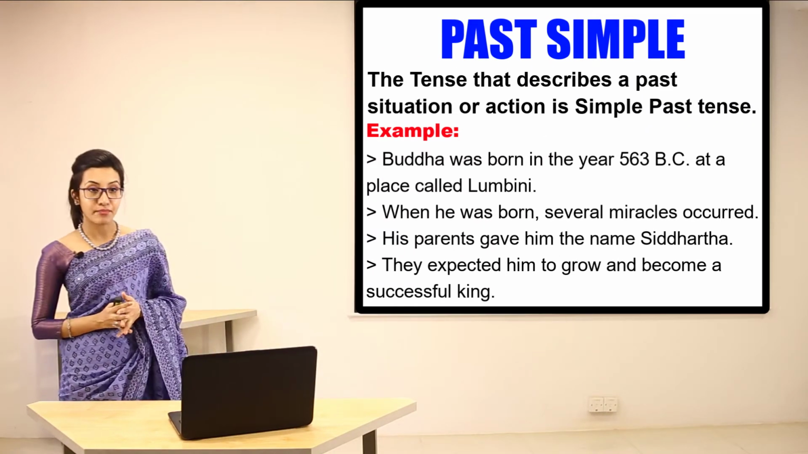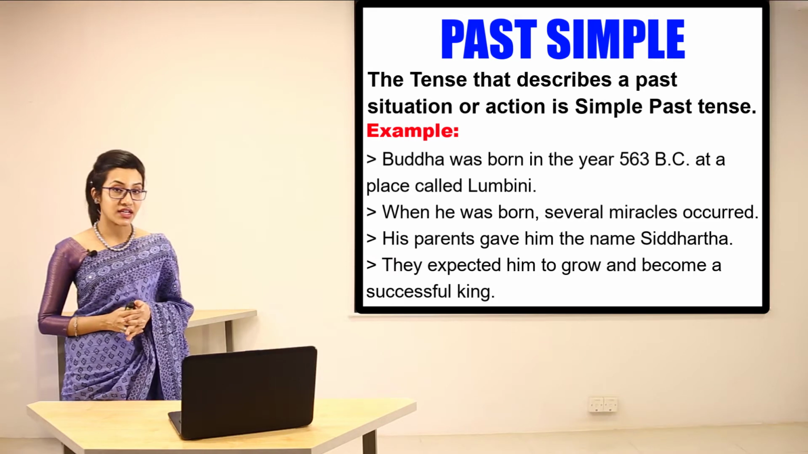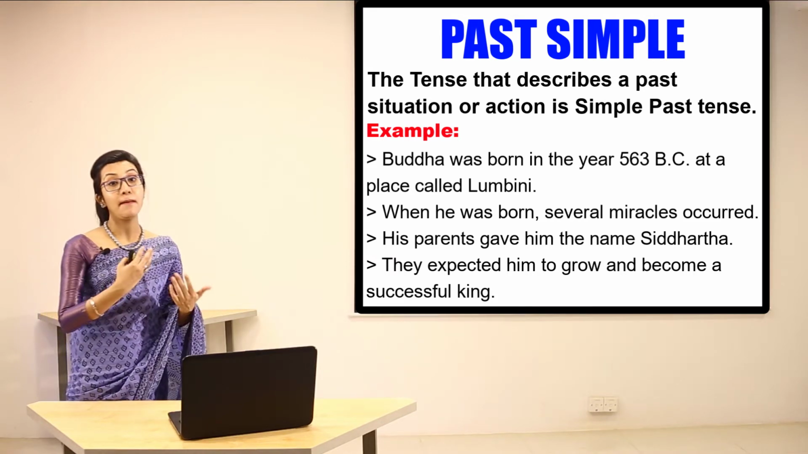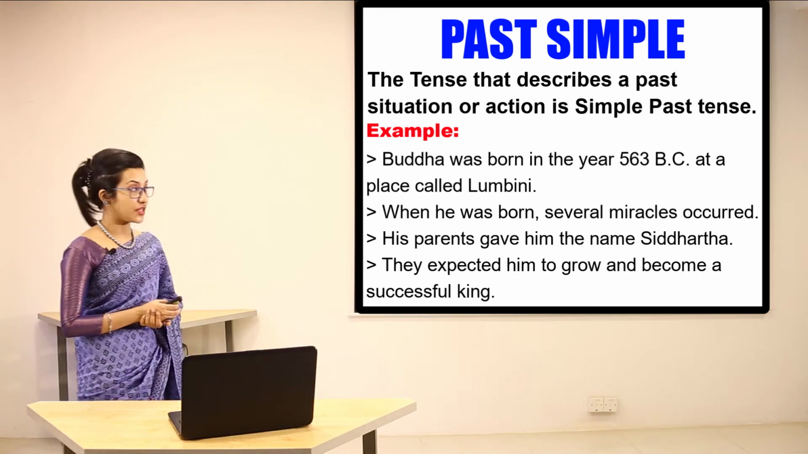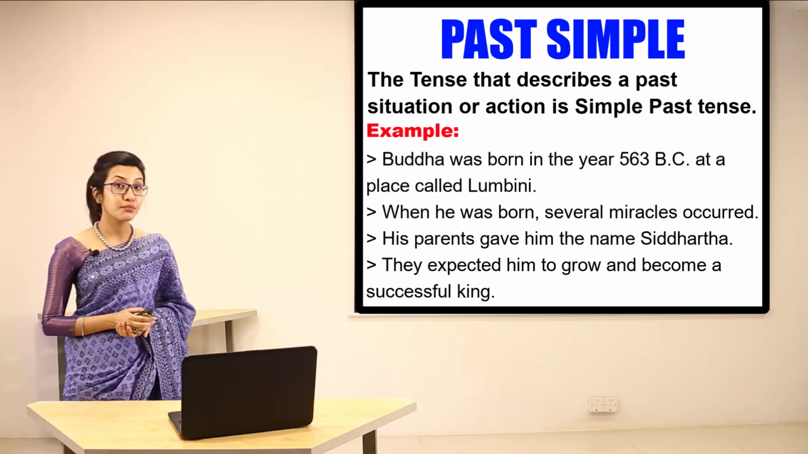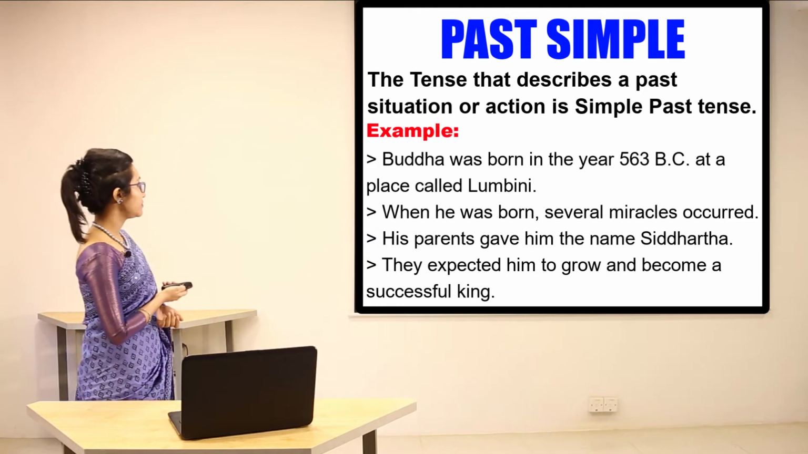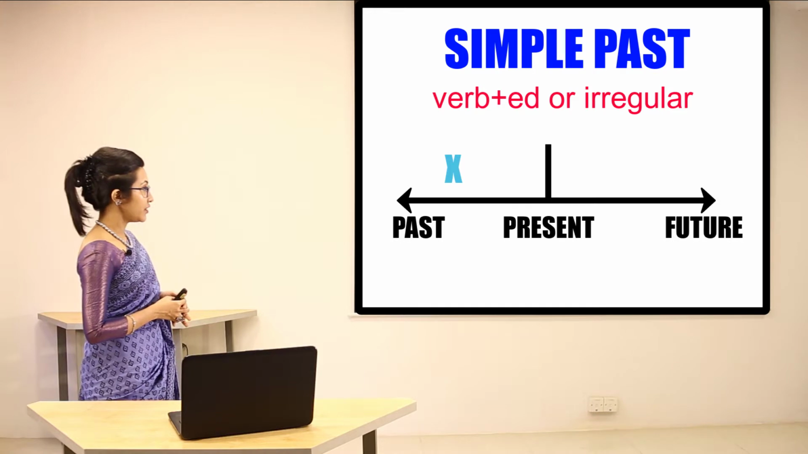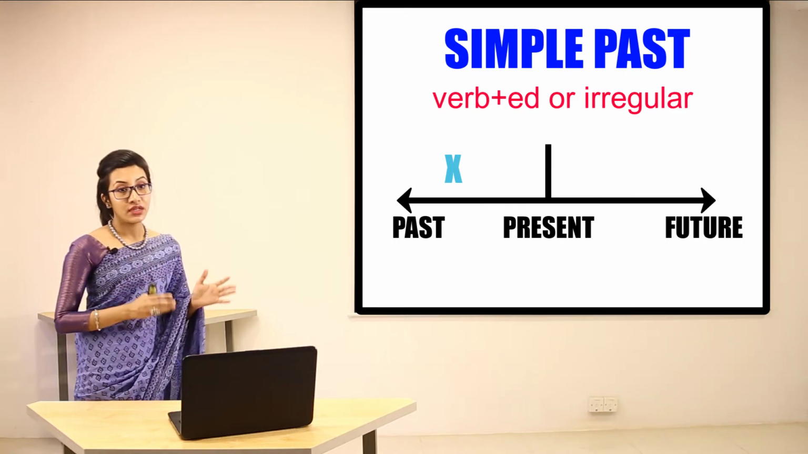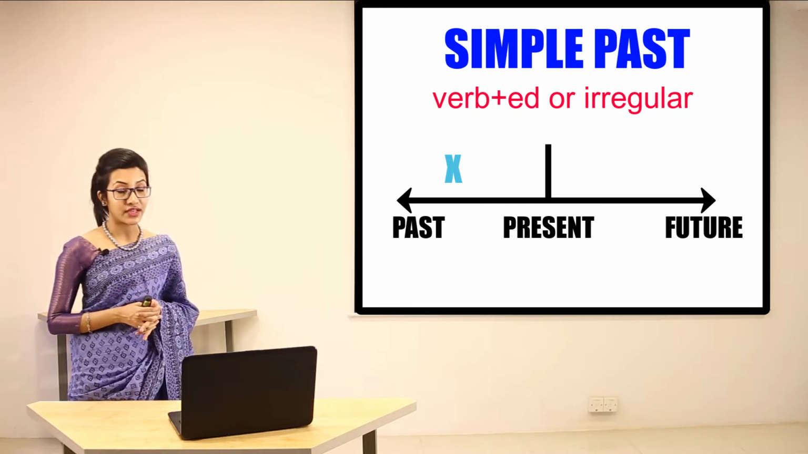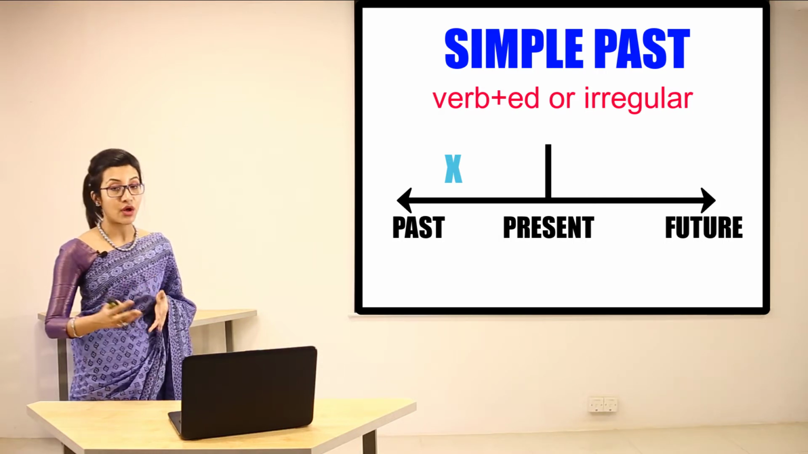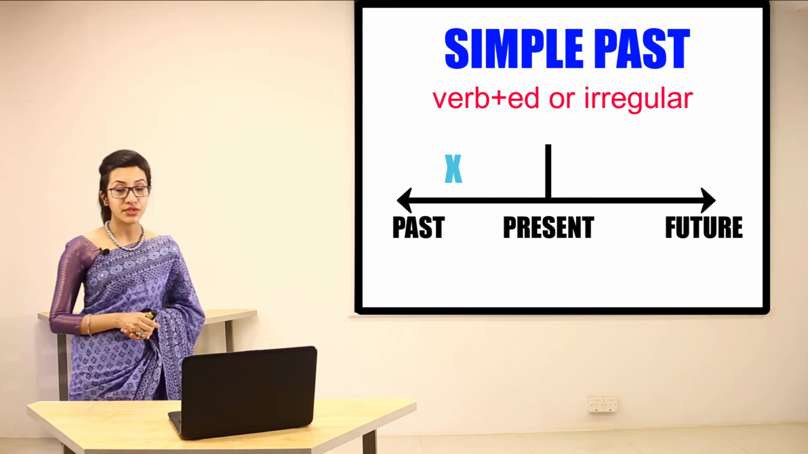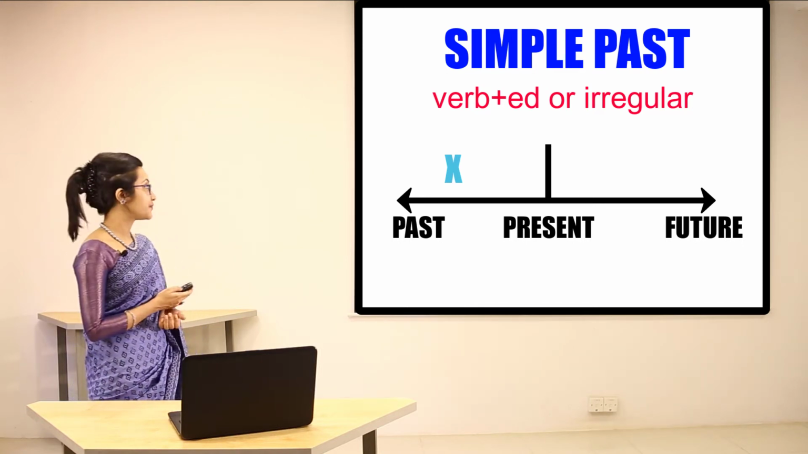In all these examples, we can see that the events that have been referred to here happened in the past. For this reason, we have used past simple tense here. Now, as you can see in the structure, there is a cross given here and that happened before now. This cross is referring to an event or an action that happened before now. That means it is in the past. In all these cases, we can use simple past tense.